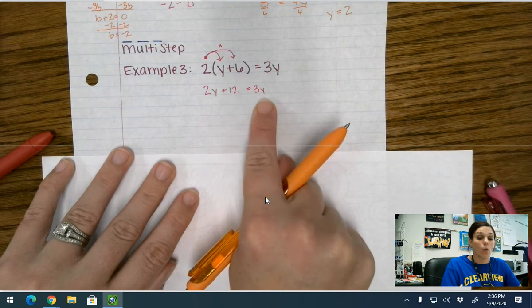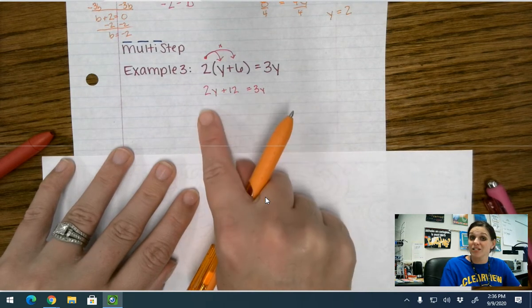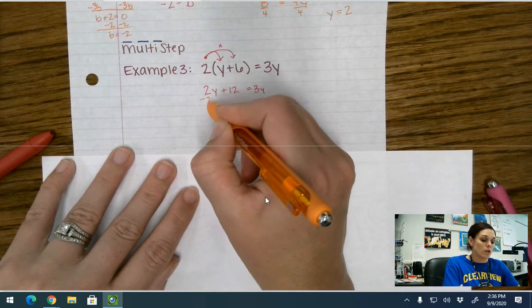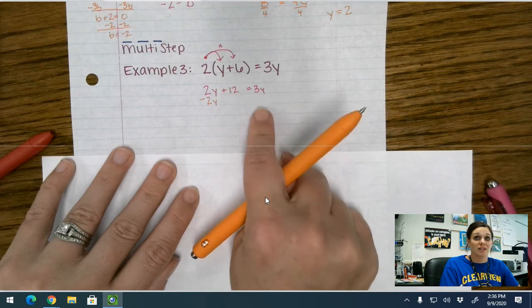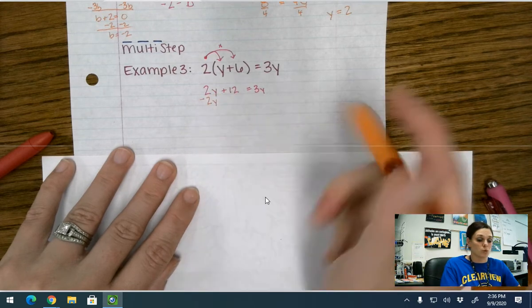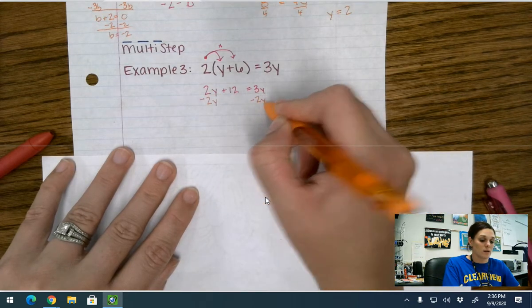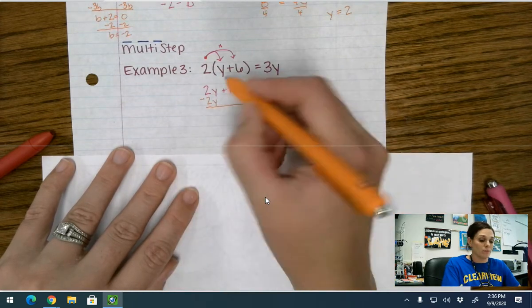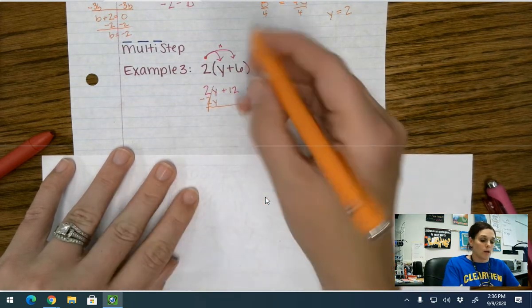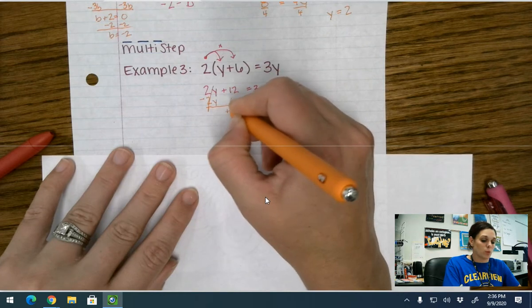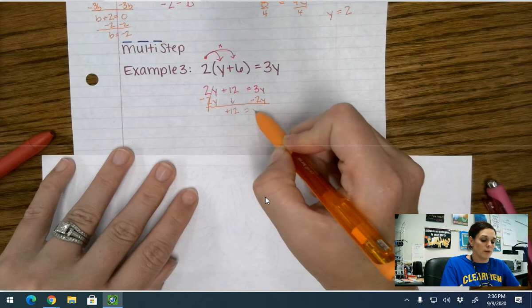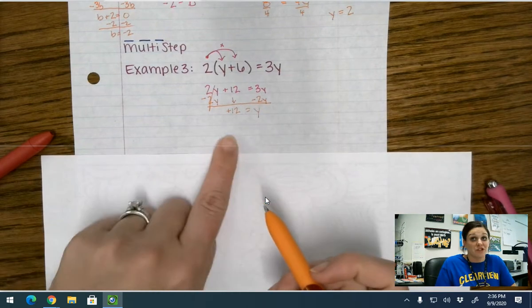All right, y has already claimed this right side, so I have to move this left one into its side. So we're going to go ahead and do the opposite by subtracting. This is addition, we're going to subtract. And what I do to one side, I'm going to do to the other. 2 minus 2 cancels. This +12 is going to come on down. And then we have 3 minus 2 makes just a y, and there's nothing else to do.